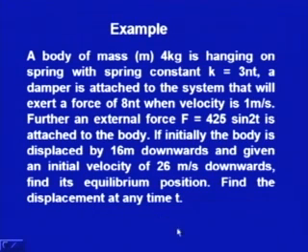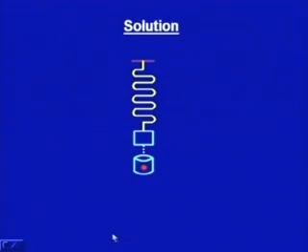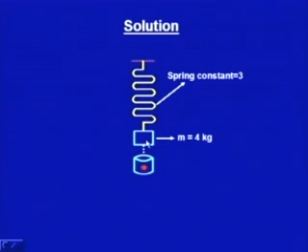So, this question is basically of a mass-spring system with a spring attached to a mass and a damper. There is also one external force, and initially it has been displaced by 16 meters downwards, which has generated a velocity of 26 meter per second downwards. So, let us see what the system is. We have a spring with spring constant 3. There is a mass of 4 kg attached to it. Moreover, a damper is also attached.